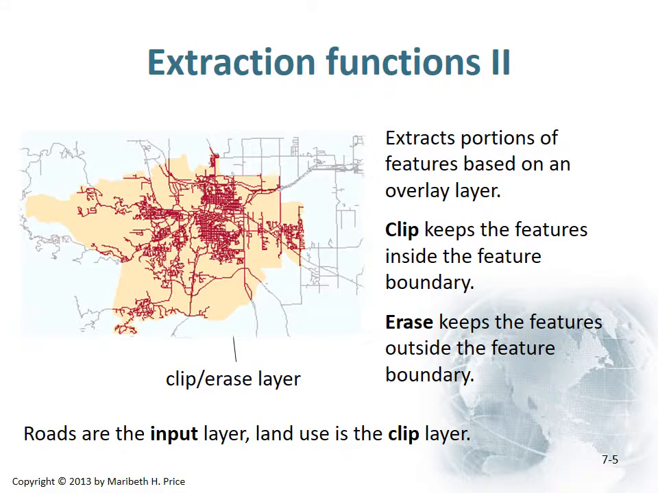So if we imagine a hypothetical city with two different data sets, roads and land use. If we have roads being our input data set and land use being the clip or erase data set, the clip will keep the features within the boundary. So the cookie cutter will cut out all of the roads within the land use polygon. Erase would get rid of all of those roads within the polygon and preserve all of the roads outside of the polygon's boundary. Okay, so just another example of differences between clip and erase.